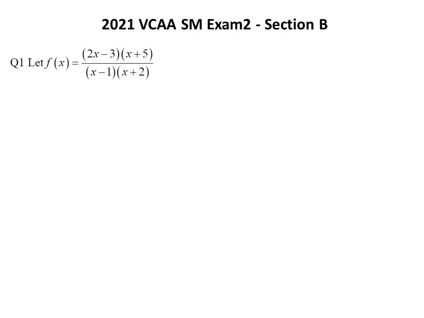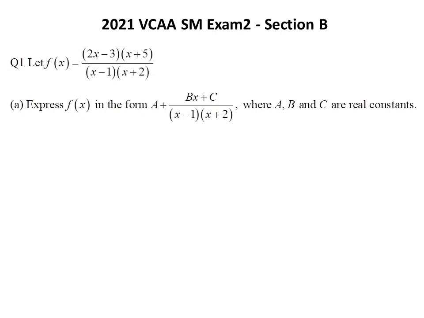As can be seen, there is a function f of x in question 1, which equals the ratio of the product of (2x minus 3) and (x plus 5) to the product of (x minus 1) and (x plus 2). There are 4 parts in this question.